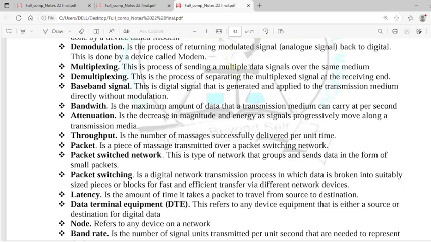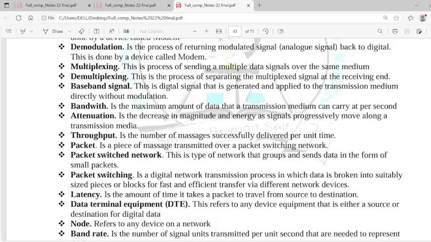Then the bandwidth is the maximum amount of data a transmission medium can carry per second. So the bandwidth is about the speed. The bandwidth determines the speed of communication when a transmission medium is used.